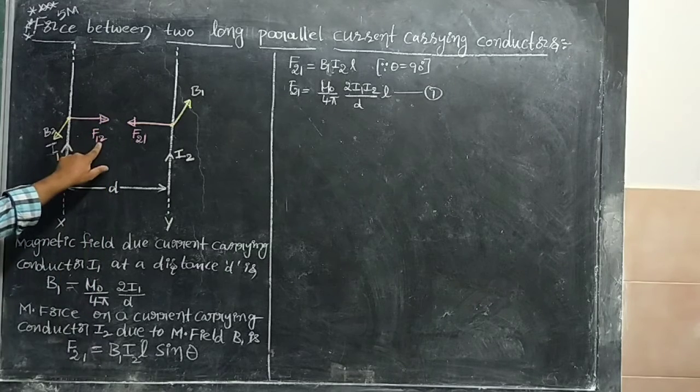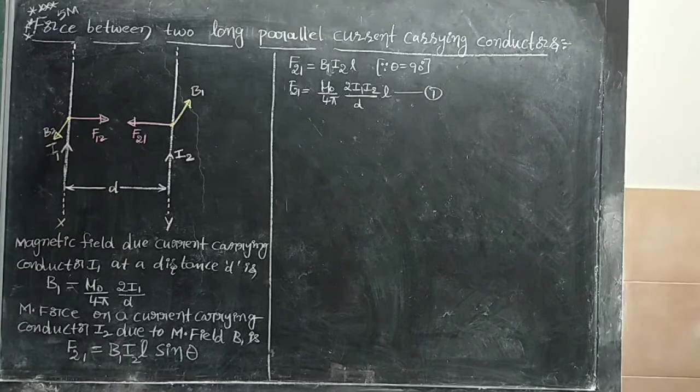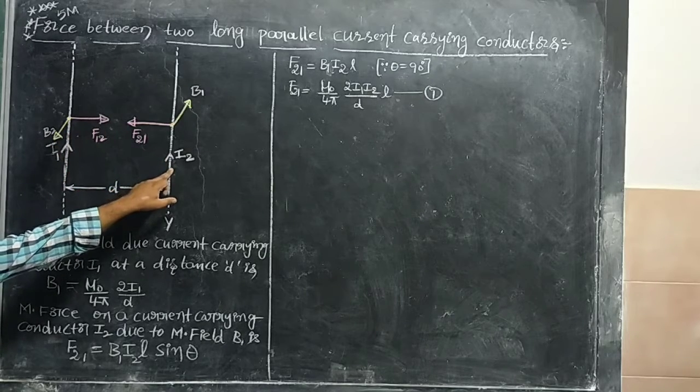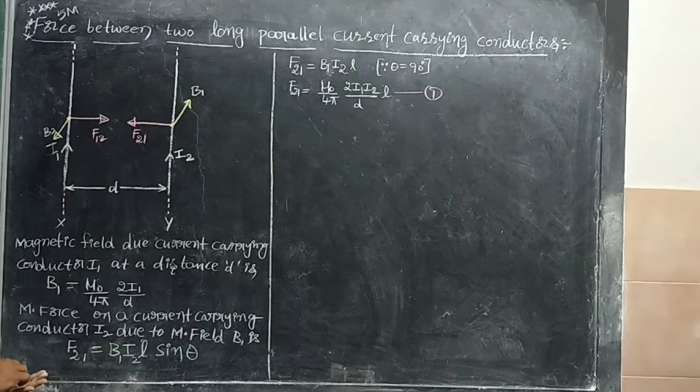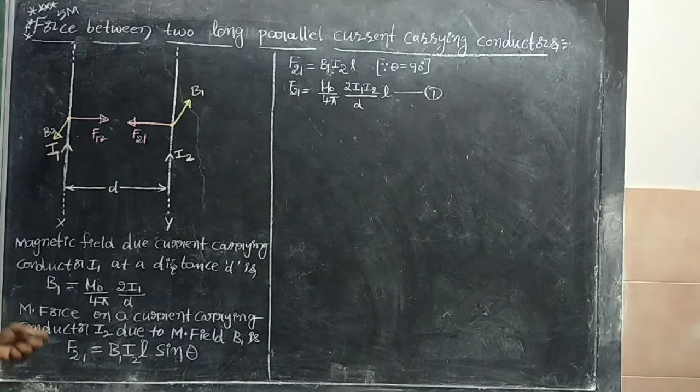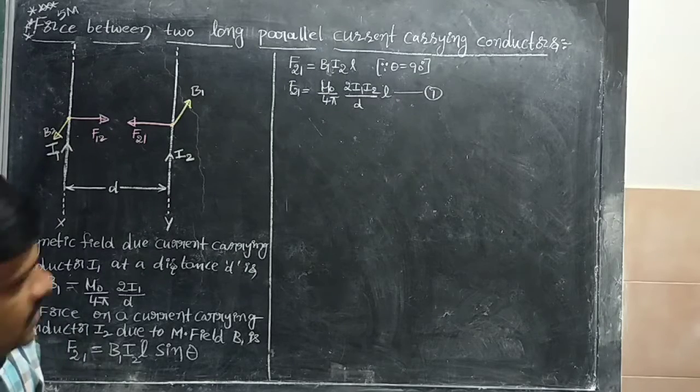First conductor due to the second current carrying conductor is nothing but F1. This is nothing but force. That means what you are observing, one conductor is attracting another conductor. When the current is in the same direction, in that case two conductors are attracted with each other.